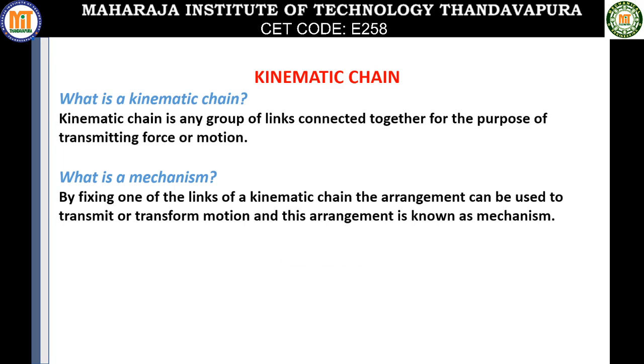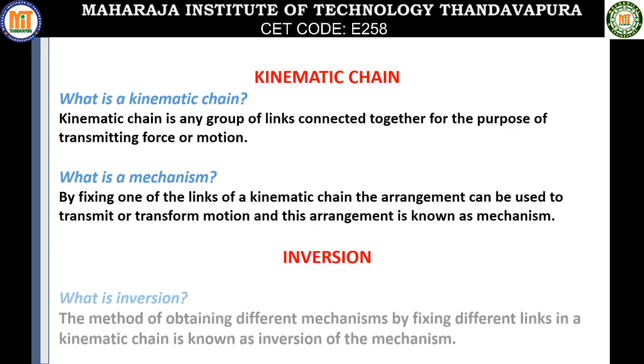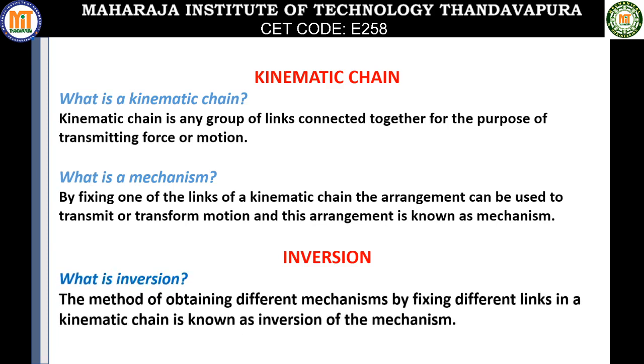Okay. So how do you define the inversion? Right. So inversion is a method of obtaining different mechanisms by fixing different links in a kinematic chain, and that process is called the inversion of a given mechanism. Right. So if you have 4 different links in a kinematic chain, if I fix 4 different links at 4 different points of time, I get 4 different types of motions. Right. So that is nothing but 4 different inversions of a given mechanism.